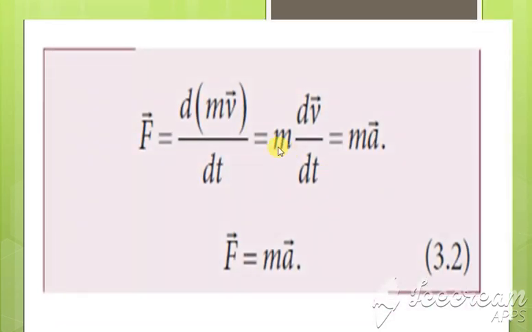Then that has been written here, d(mv) divided by dt. m we are taking as constant. Now instead of dv by dt, I am writing a. So F is equal to ma. So this is the other equation.